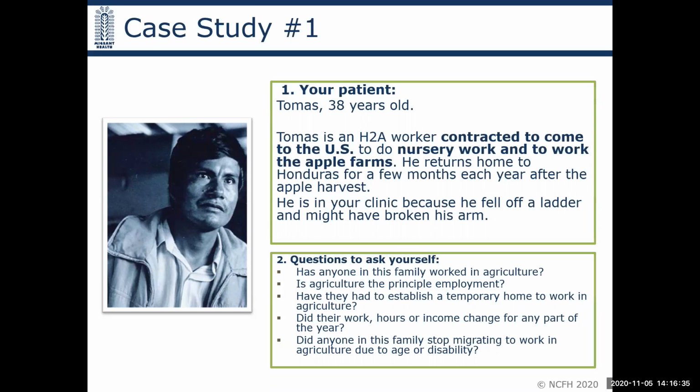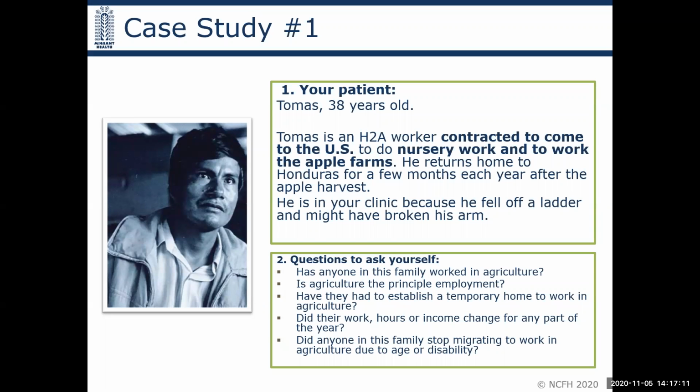So our first case study is Tomas. He's 38 years old. He's an H-2A worker that comes to the US to do nursery work and work on the apple farms. He returns home to Honduras for a few months each year after the apple harvest, though. He's in your clinic today because he fell off a ladder and might have a broken arm. So we're going to talk about how we would classify Tomas. Would we classify him as a migratory worker, a seasonal worker, an aged and disabled worker, or not an agricultural worker?